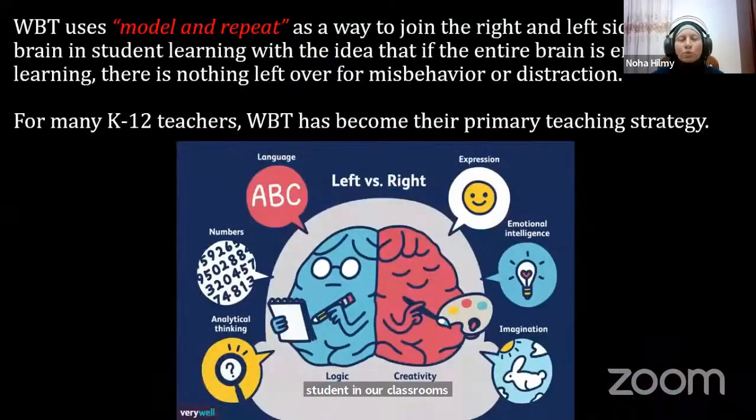The WBT uses what we call model and repeat to join the right side and left side of the brain in student learning, with the idea that if the entire brain is engaged, there is no room left for misbehavior or distraction. And for many K-12 teachers, especially in the USA, the WBT has become their primary teaching strategy.